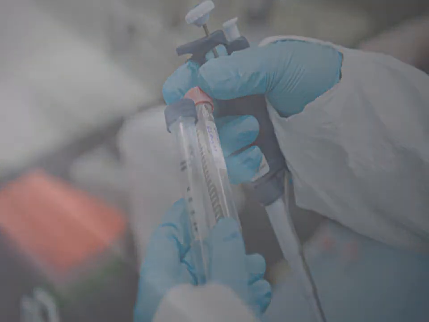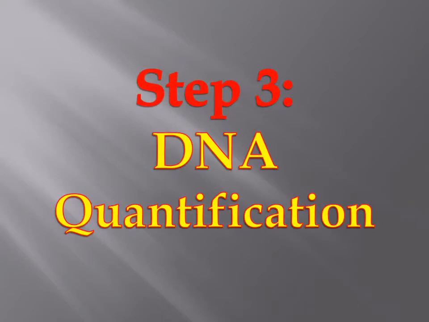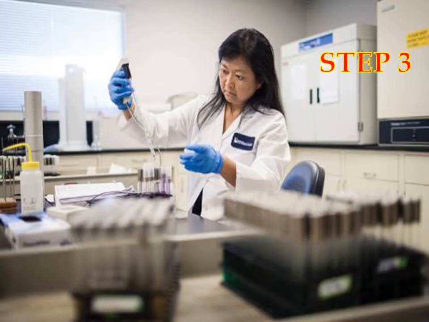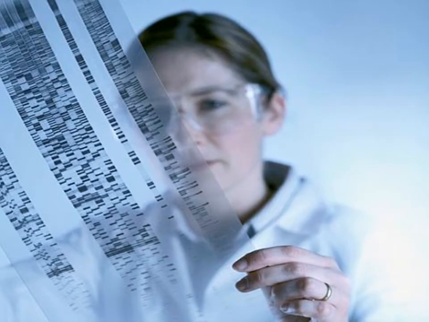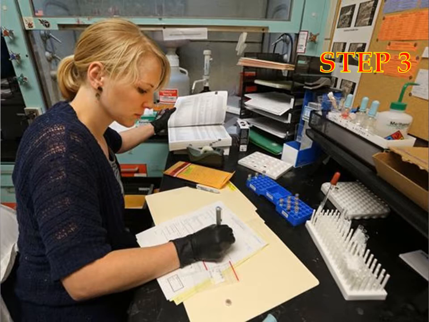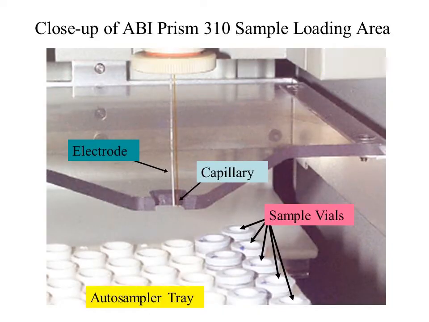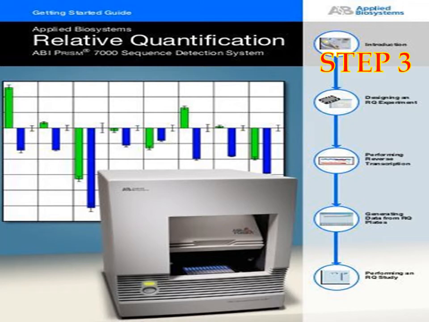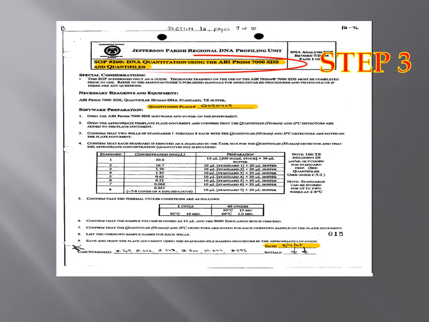Step 3 is DNA quantification. After extracting the DNA from the cell, DNA analysts quantitatively or numerically determine how much DNA is present. This step is necessary because DNA analysts require a sufficient amount of DNA in order to run a successful test. Quantifying DNA is conducted by placing DNA samples on a quantitation plate and then inserting the DNA inside an ABI Prism 7000 SDA machine. This step is recorded by date and time on Form SOP 260.